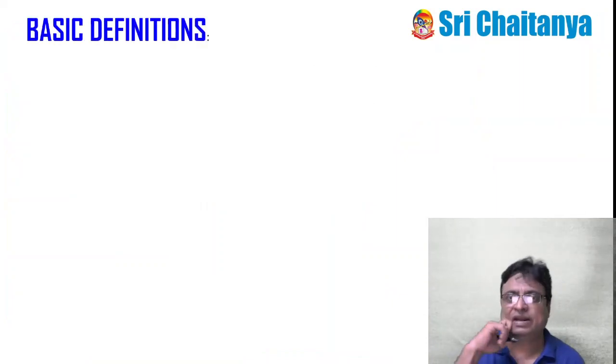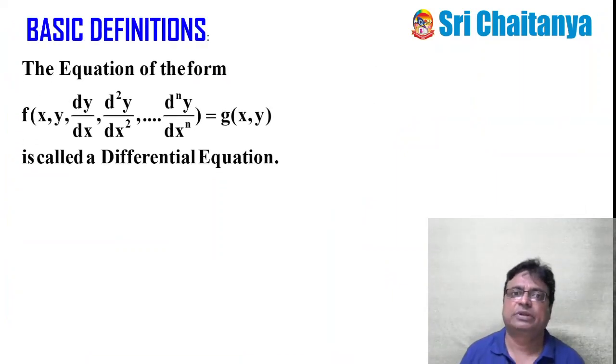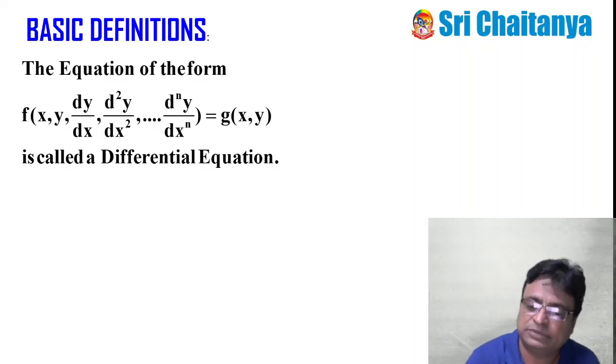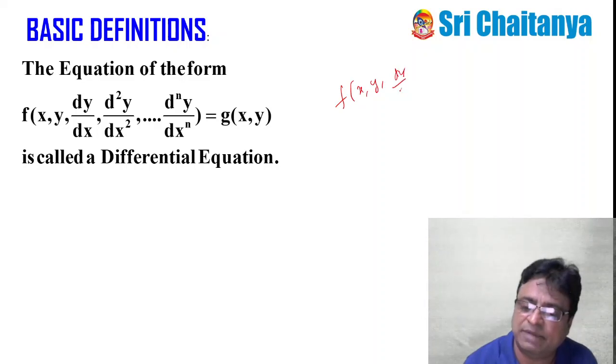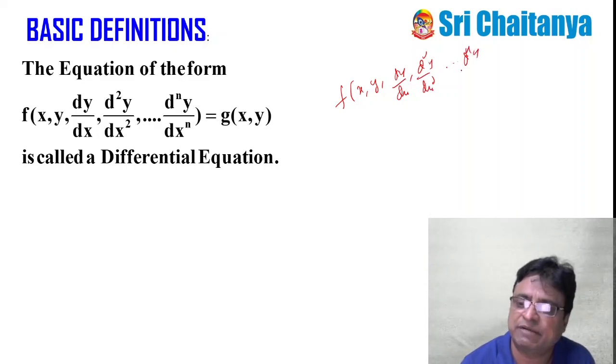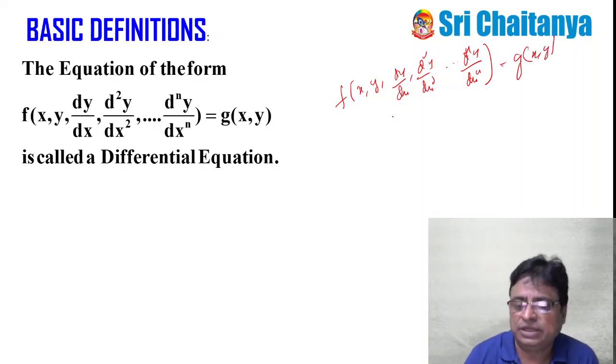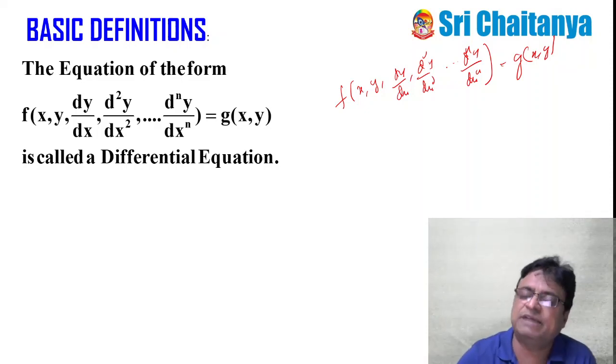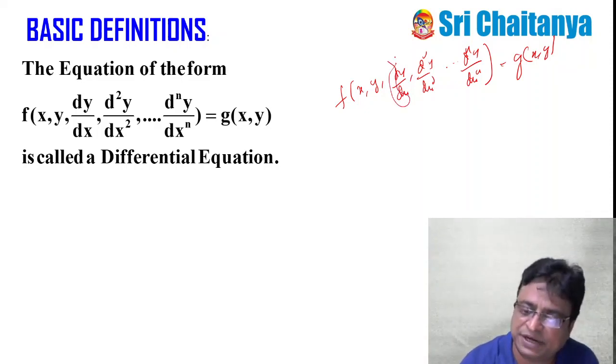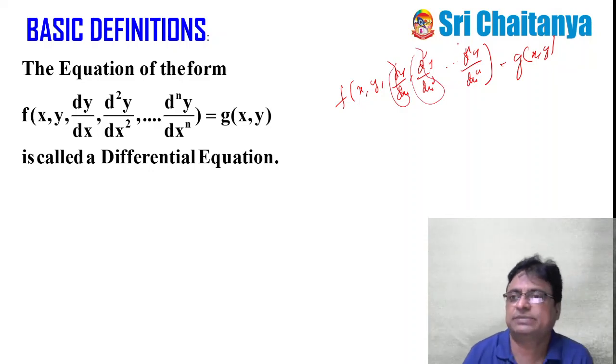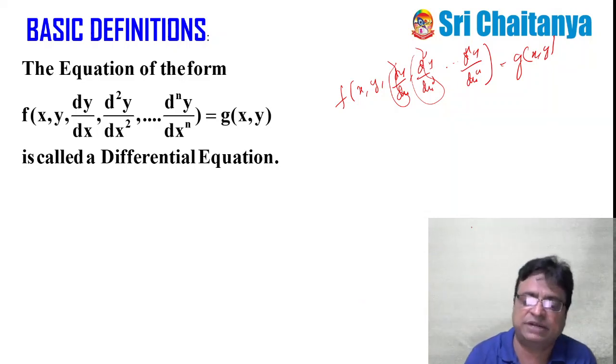Now in lesson 1, here I'm giving the basic definition. The equation of the form f of x, y, dy by dx, d square y by dx square, etc., d power n y by dx power n equal to g of x, y, where g of x, y is a function in terms of x, y. This is a function in terms of x, y and differentials. dy by dx, d square y by dx square are called differentials. So an equation which contains this kind of terms is called a differential equation.